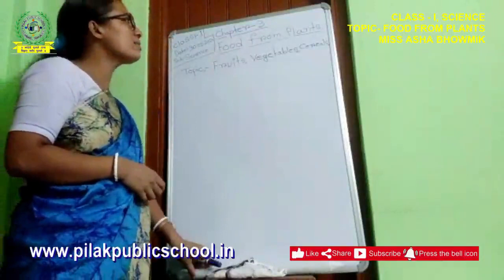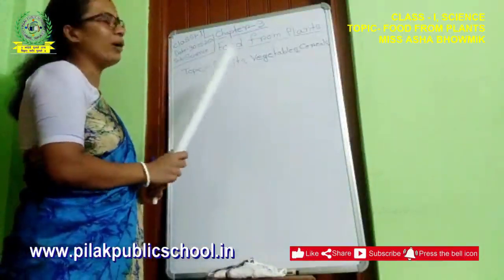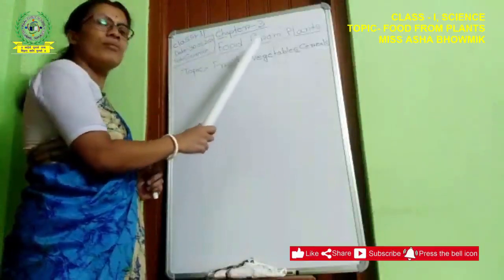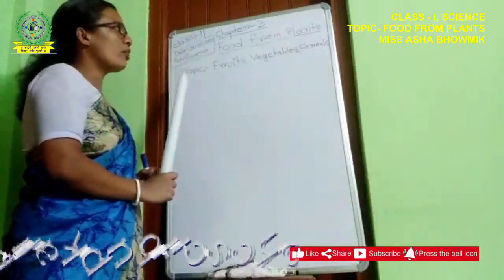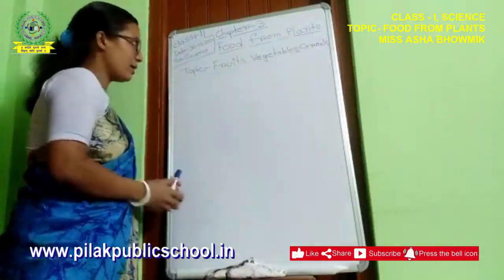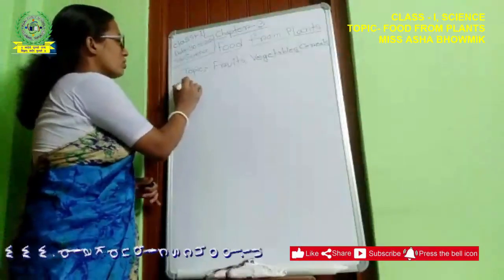Today I will discuss three important topics from Chapter 3. The title is Food from Plants. Today's topics are fruits, vegetables and cereals. The first item for today is fruits.